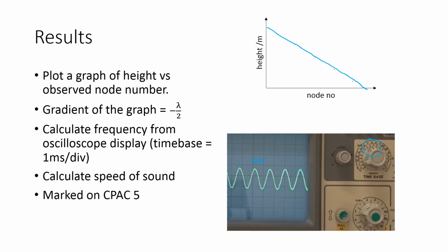A word of advice here: the uncertainty on the height is very small, and if you tried to plot it on your graph, your error bars would not be visible. So in this instance it's acceptable to have only one line of best fit. There will, however, be uncertainty when it comes to calculating the frequency from the oscilloscope display. So watch the next video, record the data and calculate the speed of sound.